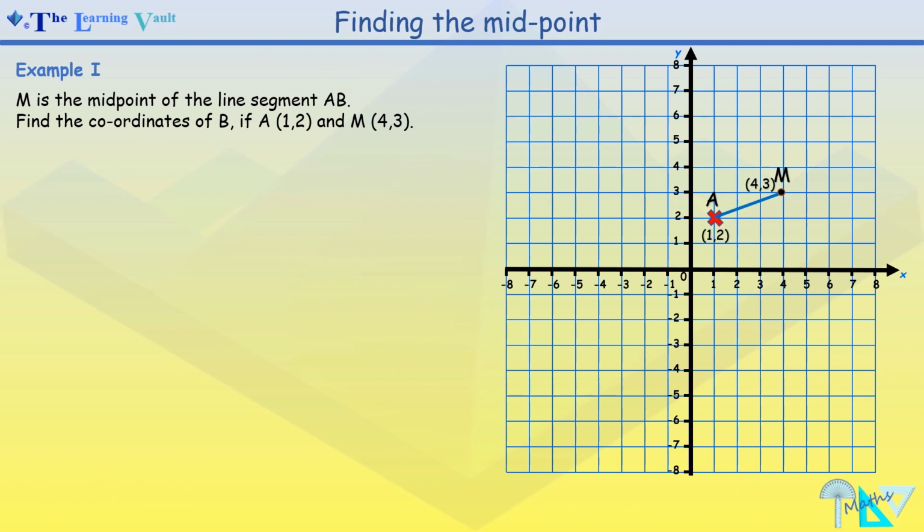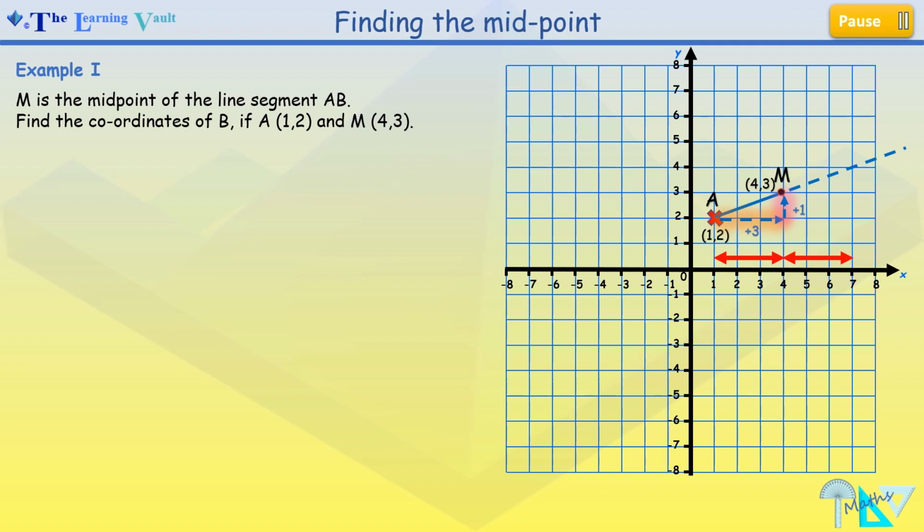Example 1. You can pause and have a go. Note, point B is on the line extended, but we need to find exactly where it is. Remember that midpoint is halfway. So from the diagram, let's see how many moves we can make horizontally and vertically to point M from point A. Now it takes 3 moves to the right and 1 move up to get to point M.